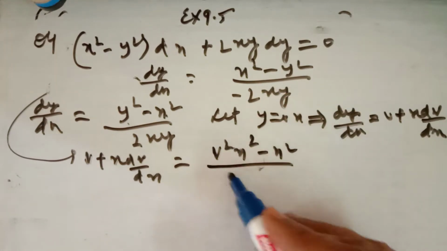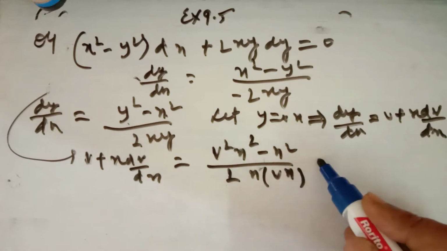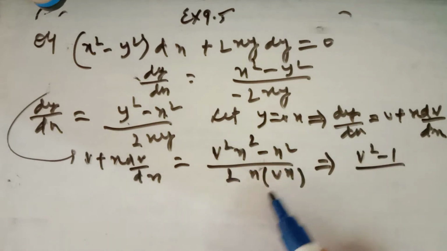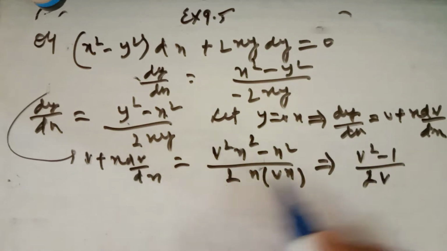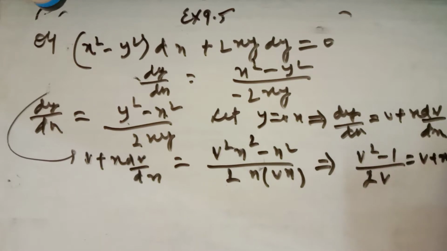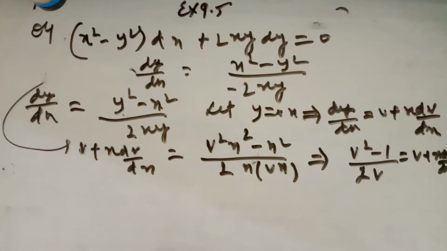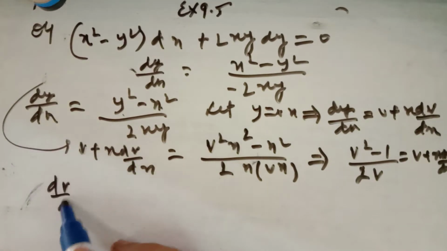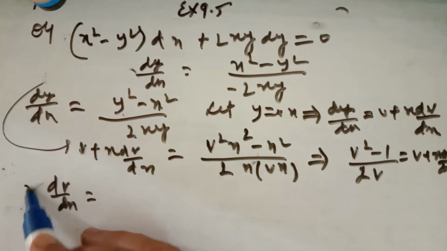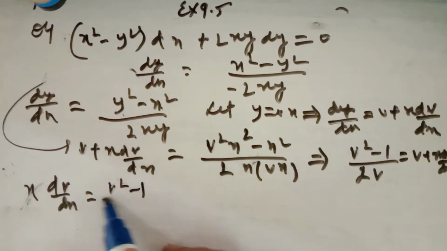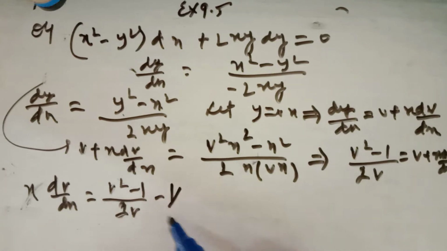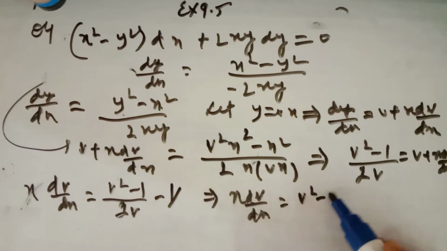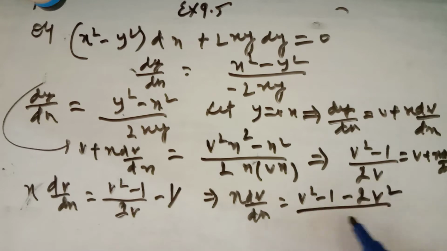Upon 2x·vx, and the x² is always cancelled out on the right hand side, so it will be (v² − 1)/(2v). This is equal to v + x dv/dx. After that you have to take v to the other side. x dv/dx will be equal to (v² − 1)/(2v) − v. So x dv/dx is equal to (v² − 1 − 2v²)/(2v).